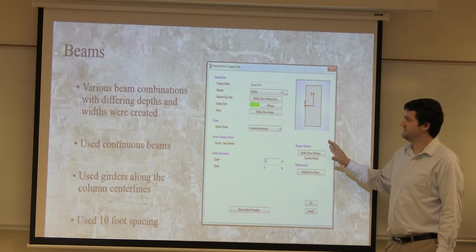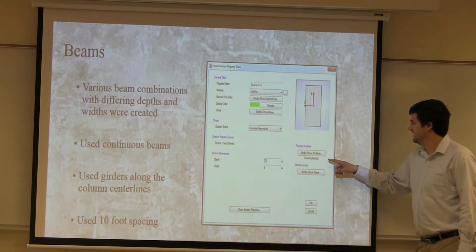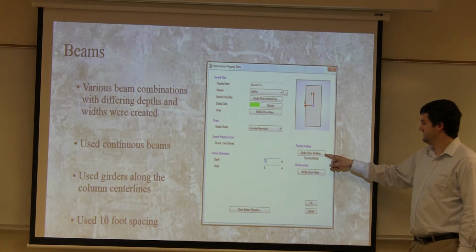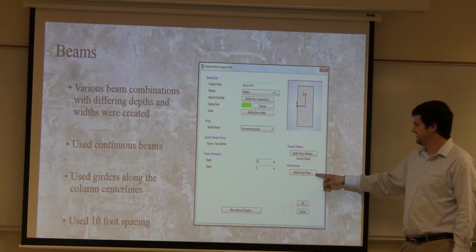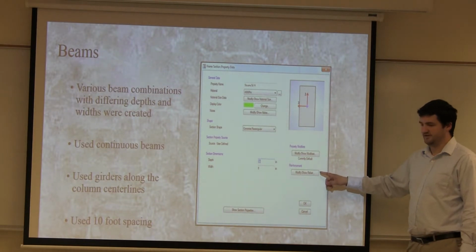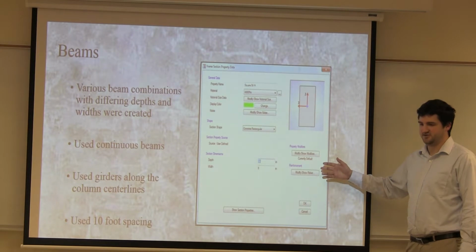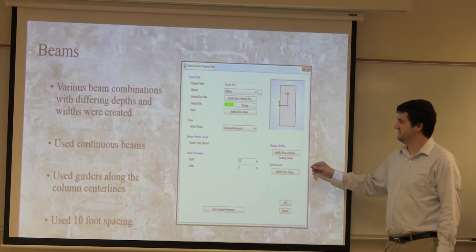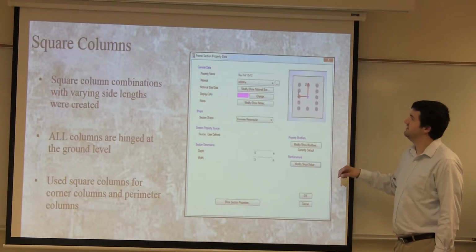And as for the requirements for the beam, we had to use continuous beams, we had to use girders along the column center lines, and we used 10-foot spacing. Here, off to the side, you can see the property modifier tabs. We use default for that. And then we have the reinforcement where you can modify. We had them design the rho, which is the percentage of the steel with respect to the gross cross-section area altogether.